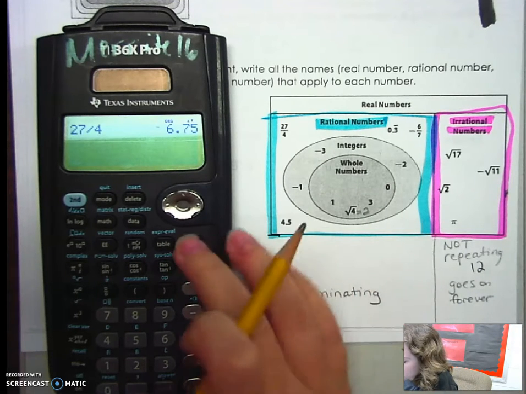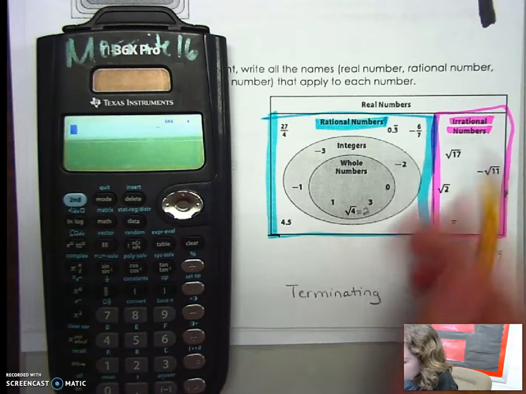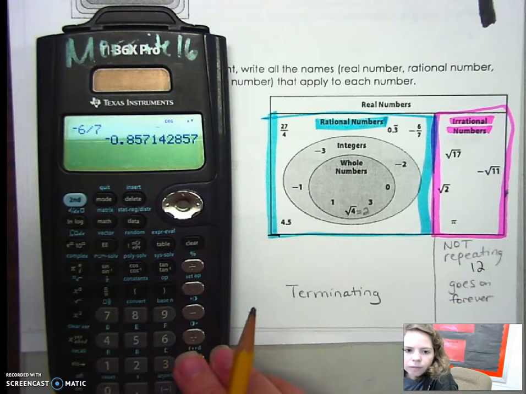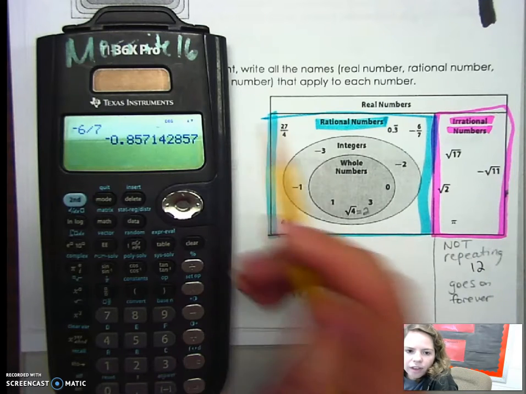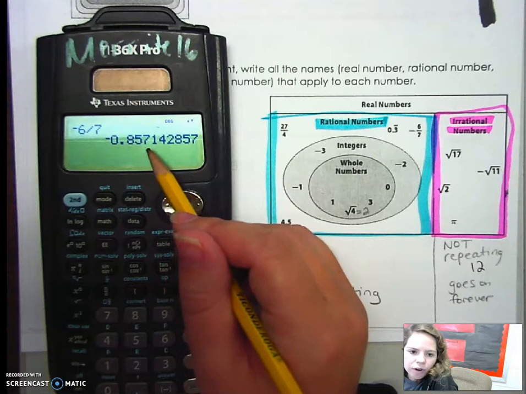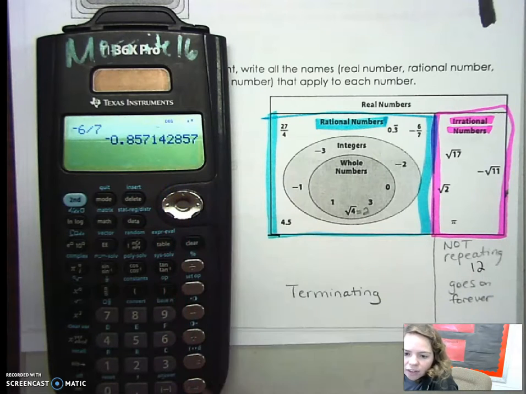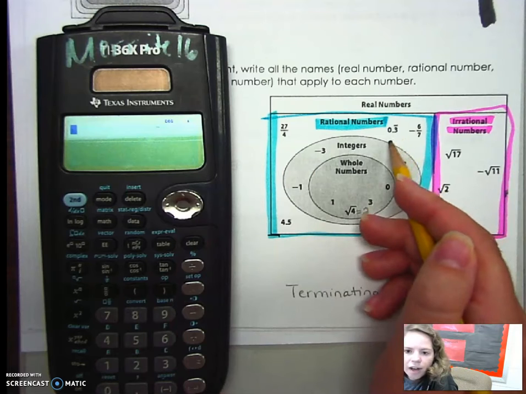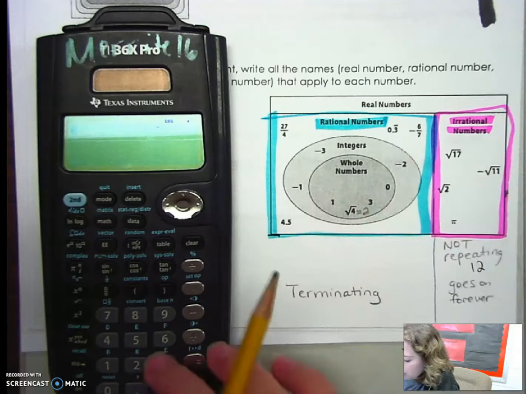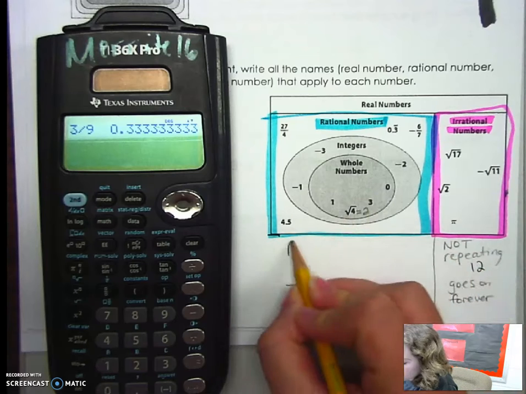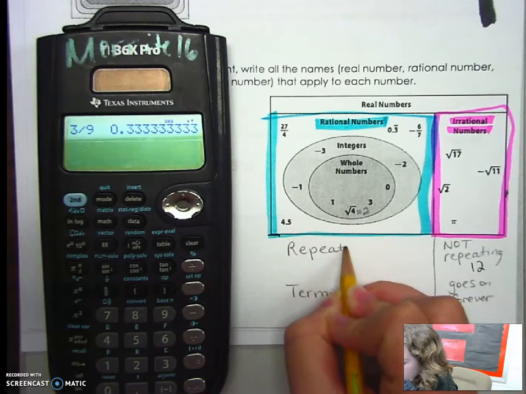If I was to look at, say, -6/7, that one actually looks like, if I kept it going, it does start repeating. 85714, 857, looks like it is going to repeat. If I put in -0.3 repeating, you might remember that would be the same as 3/9 or 1/3. That one also looks like it's repeating.